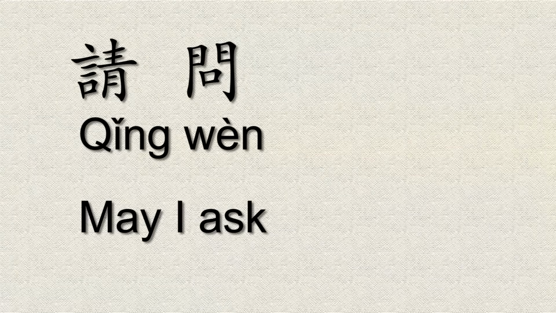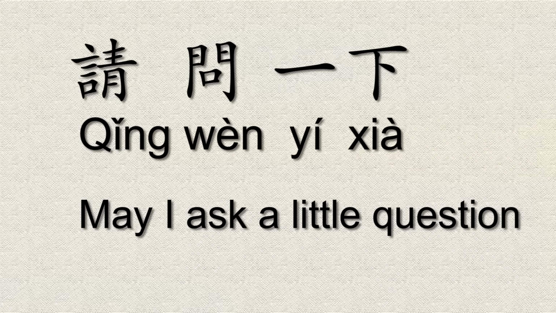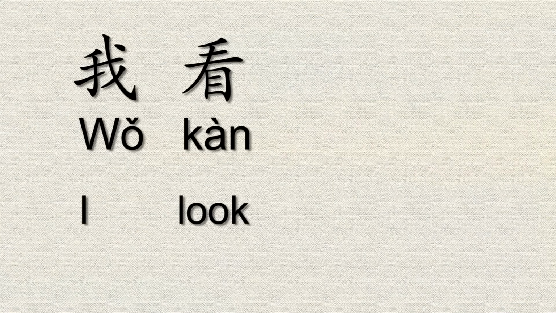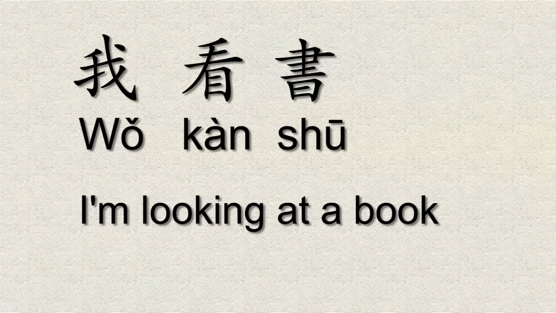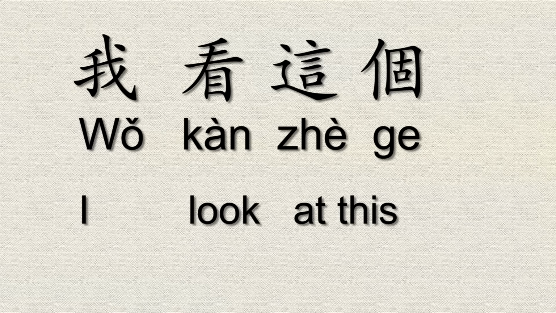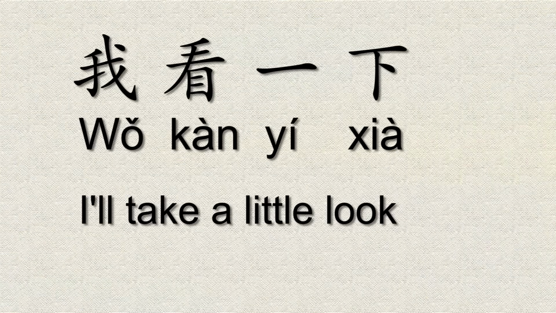If you want to ask someone a question, you may say 请问, may I ask? You can also soften up that too by saying 请问一下, may I ask a little question? You can also use 一下 after a verb when you don't have an object, like if you were going to say that you will look at something, right? Chinese people would never just say 我看, I look, all right? There always has to be an object following the verb. So for example, 我看书, I'm looking at a book, or 我看这个, I look at this. But you could say 我看一下, I'll take a little look.